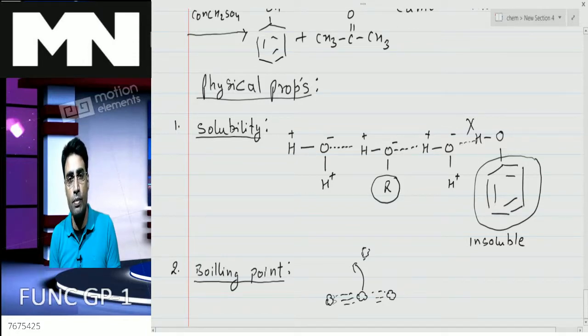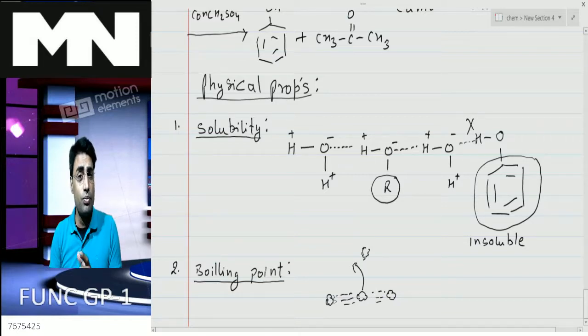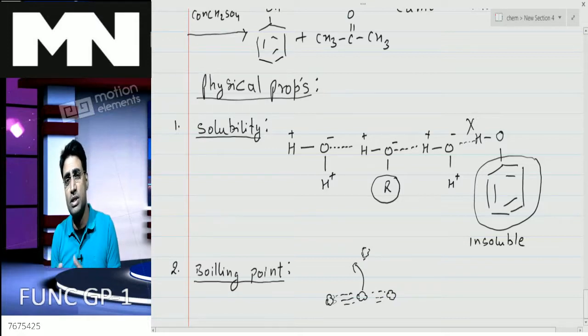Now what about alcohols? No doubt, there are a large number of different intermolecular forces. Van der Waals forces are quite prominent; they are an integral part of these intermolecular forces. They are everywhere. But in this case, when we talk about alcohols, along with these van der Waals forces, we have hydrogen bonds also. That's why they have slightly higher boiling points.